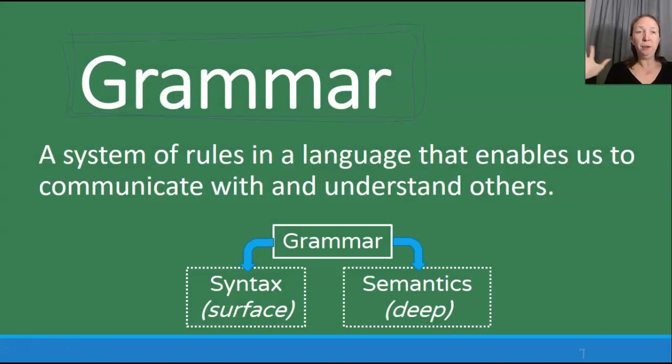Grammar is a system of rules in a language that enables us to communicate with and understand others. Grammar is broken down into 2 things: syntax, which is probably what you think of when you think of grammar, but also semantics. Syntax is considered surface structure, and semantics is considered deep structure.